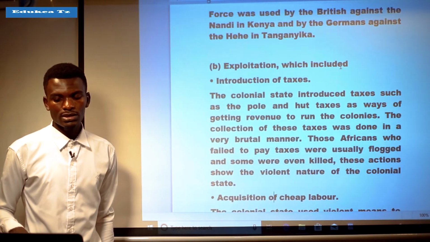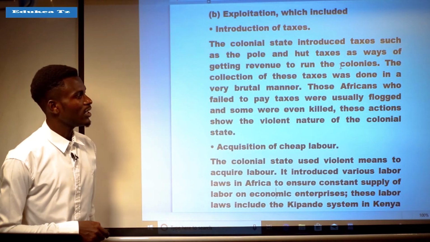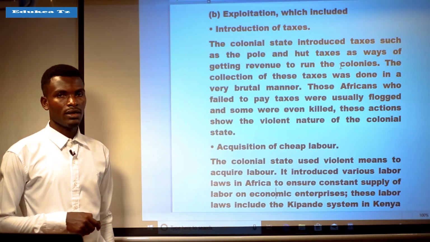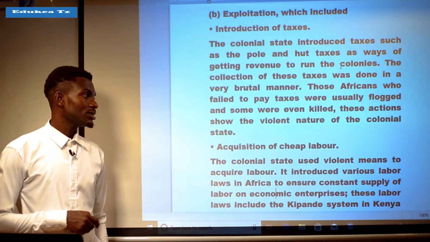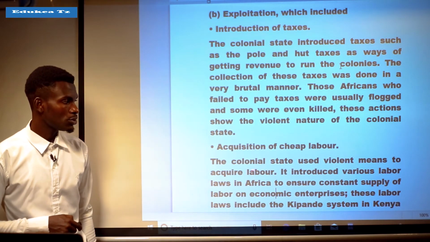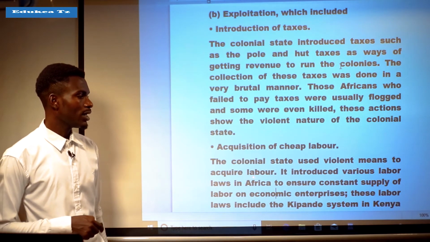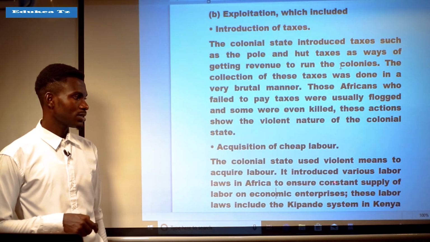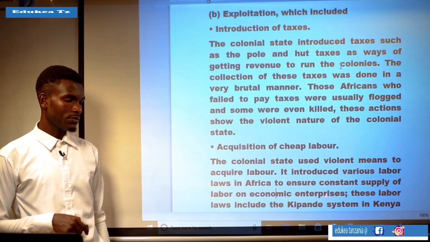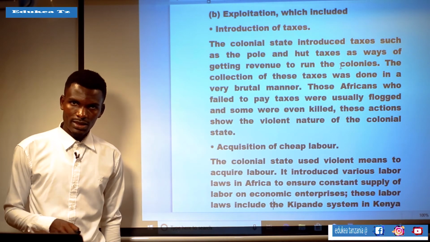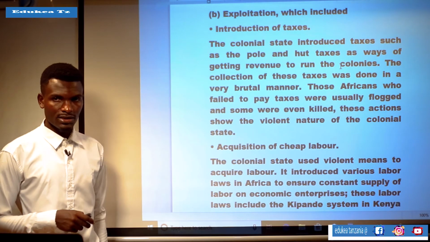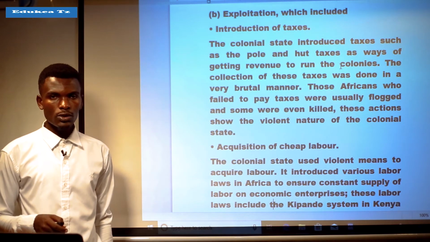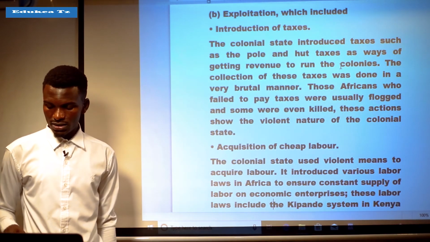Another measure that indicates that the colonial state was violent is the acquisition of cheap labor. In acquiring cheap labor, the colonial state used violent means. It introduced various labor laws in Africa to ensure a constant supply of labor on economic enterprises, to work in the plantations introduced in African states.